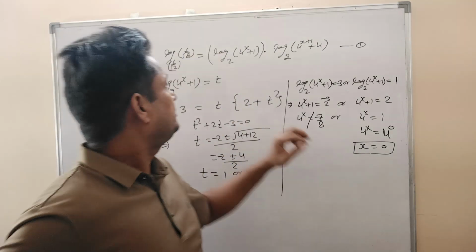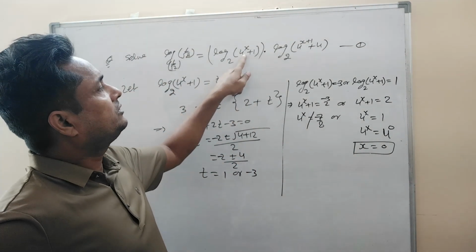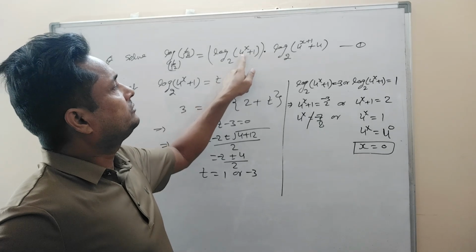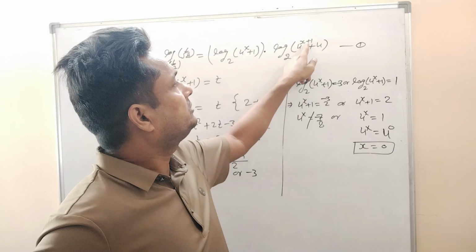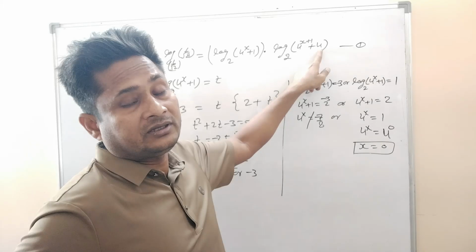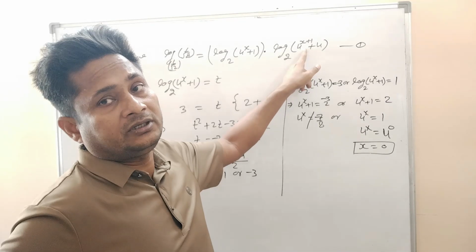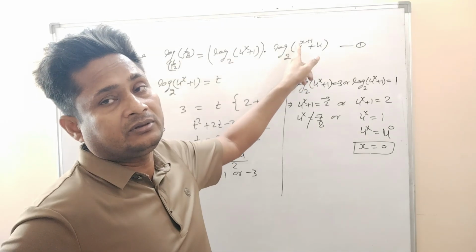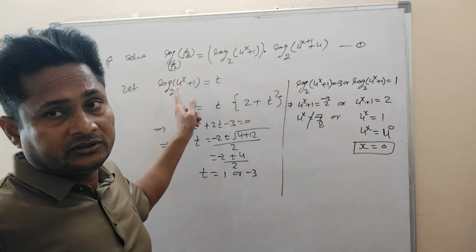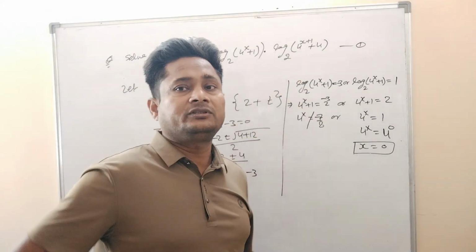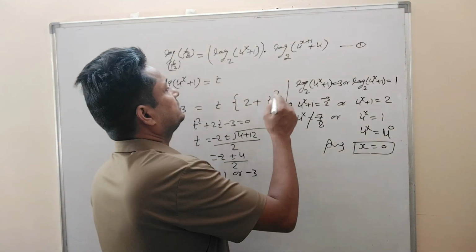If you put x equal to 0 here, you will get what here? 1 plus 1, it will be 2. Log 2 base 2, it will be 1. Put x equal to 0 here, it will be 4 plus 4. That means what? 8. And 8 can be written as 2 to the power 3. So it will be 3 times log 2 base 2. So this will be 3. So the left hand side is coming 3, the right hand side is also coming 3. So this is our final answer. This is the correct answer.